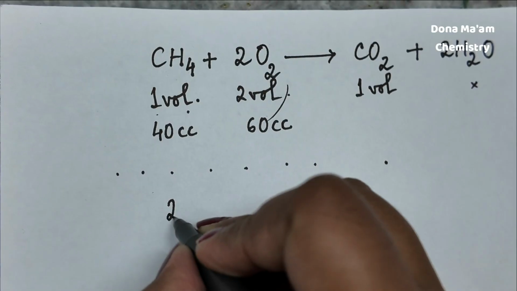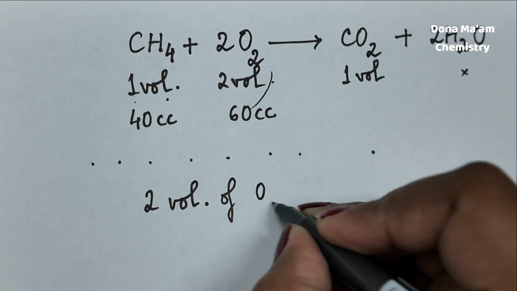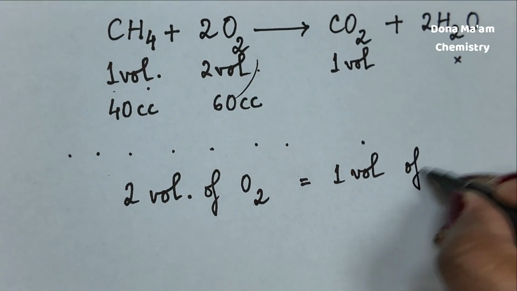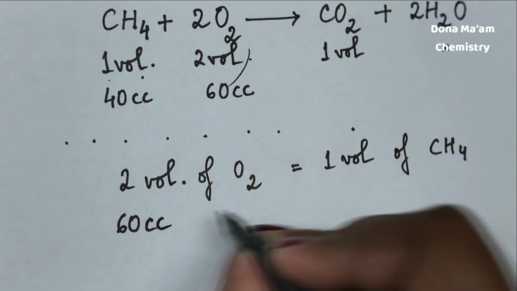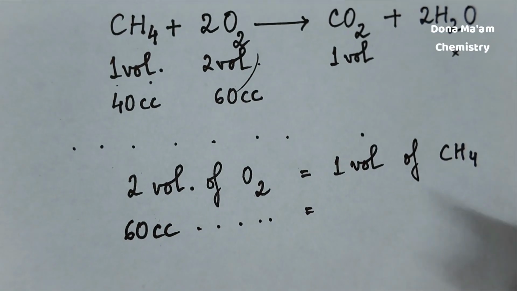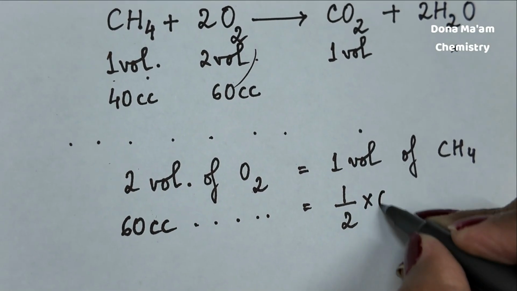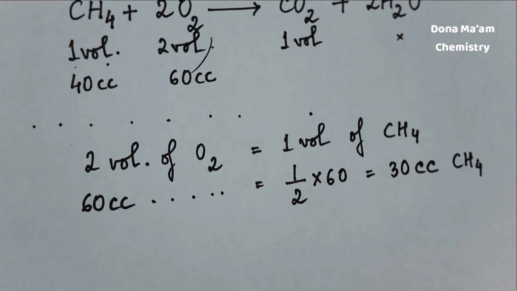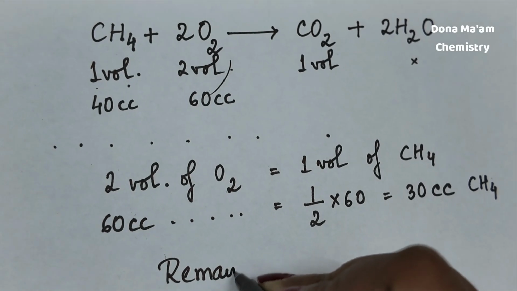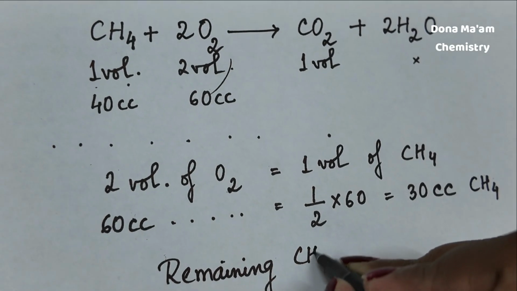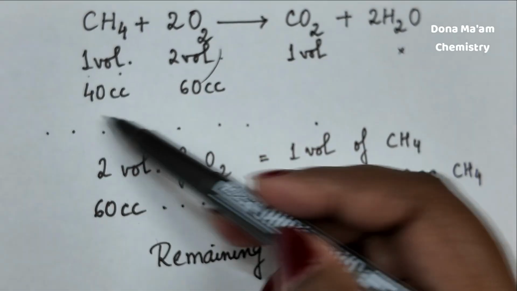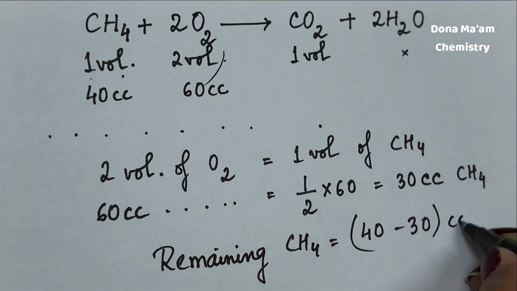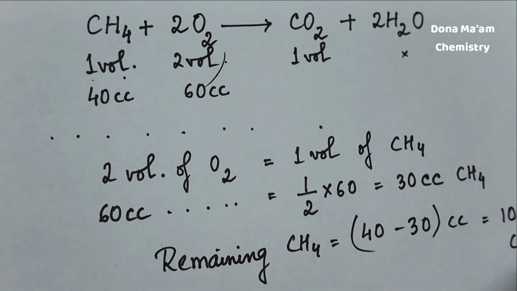So let's start. 2 volume of oxygen reacts with 1 volume of methane. 60 cc of oxygen reacts with, just do the normal unitary method and you come to the answer: 30 cc of methane is being used. I have to know the remaining methane. How much methane is left over? Initially there was 40 cc and already 30 cc is used up. So how much is left? 10 cc methane is remaining.